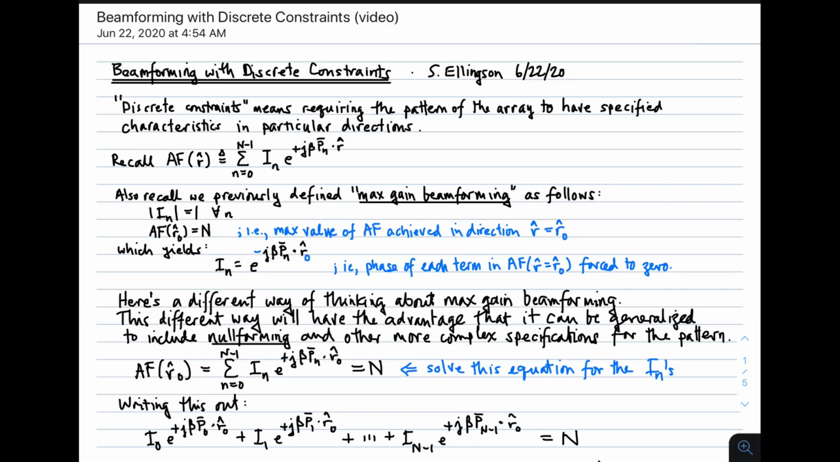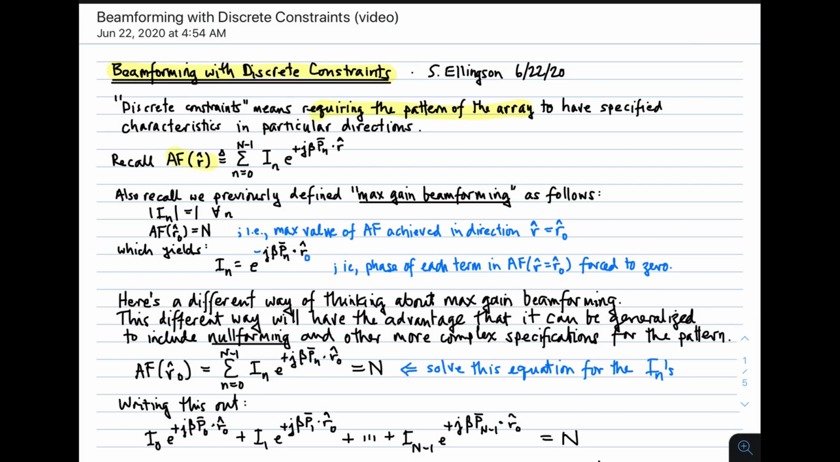Hi, welcome to a lecture on beamforming with discrete constraints. By discrete constraints, I mean requiring that the pattern of the array have specified characteristics in particular directions. Now, the specified characteristics we're going to address primarily will be nulls. However, this could really apply to any constraints on the pattern, as we will see.